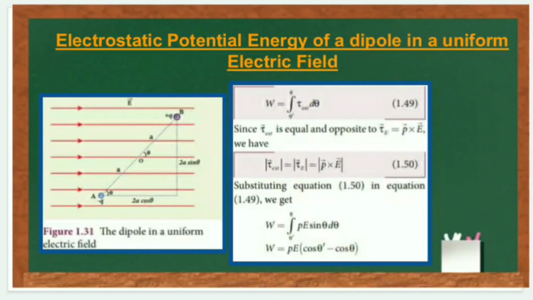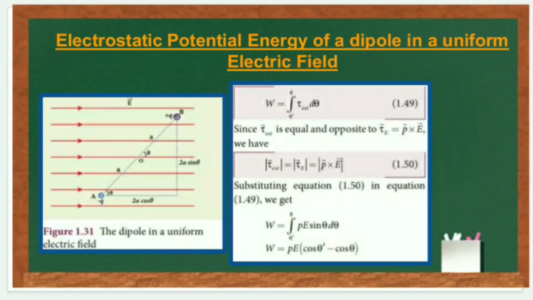Okay children, the last topic for today is the electrostatic potential energy of a dipole in a uniform electric field. Maybe sir would have explained to you the torque experienced by a dipole in a uniform electric field. These two questions are important 3-mark questions. So what happens when you place an electric dipole in a uniform electric field? Automatically it will experience a torque, and that will tend to rotate it, right? So it will try to align it in the direction of the electric field. You must have studied about it, right?